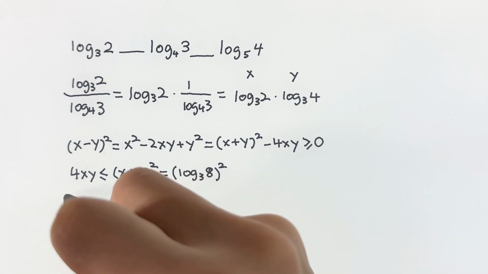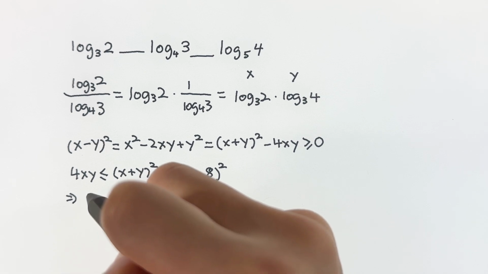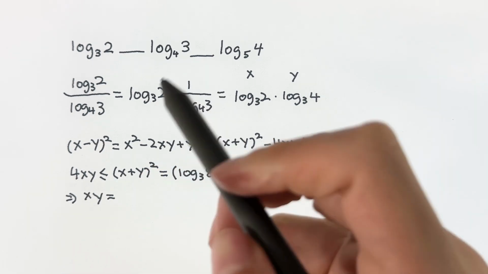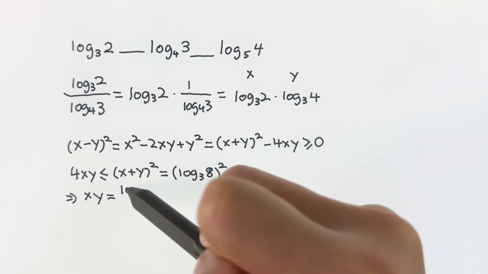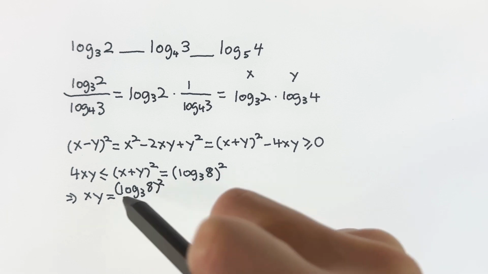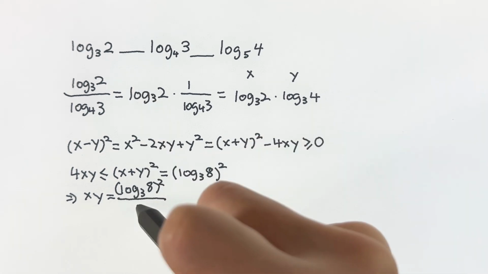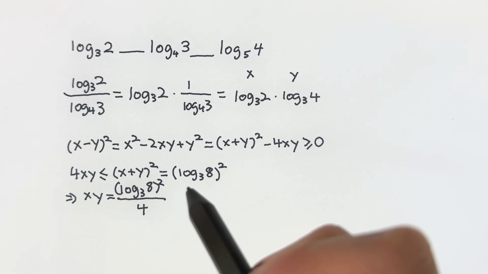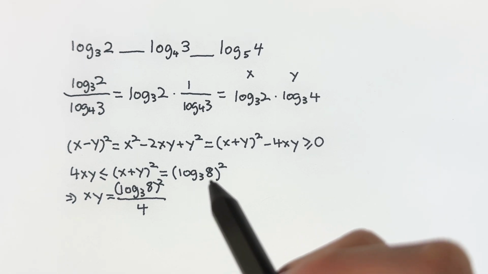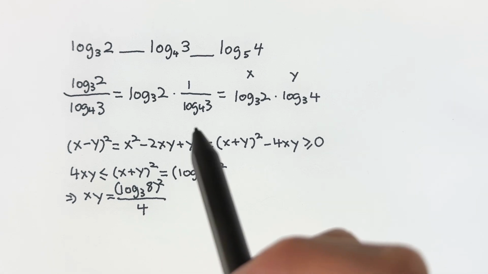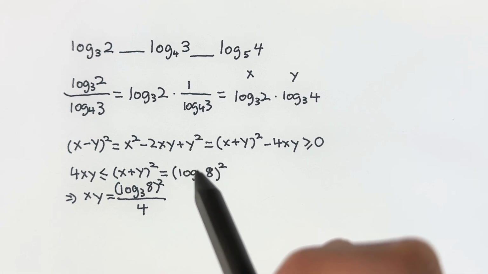So we have xy is less than or equal to (log base 3 of 8) squared divided by 4. Now, how do we compare this with 1? Log base 3 of 8 is pretty close to log base 3 of 9. And we know that log base 3 of 9 equals 2 because 3 squared equals 9.